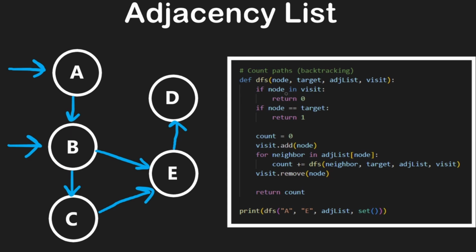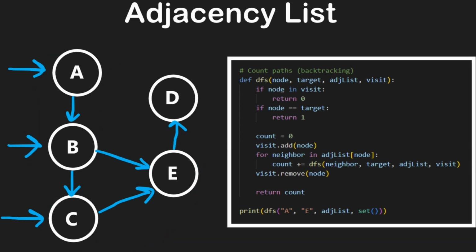So recursively, we're at B. Has this node already been visited? Nope. Is this node the target? Nope. So now we're counting how many paths from B to E. So that will be 0 initially. We'll add B to the visit hash set and go through the neighbors of B. It actually has 2 neighbors, C and E. Let's say we call DFS on C first. Notice how it's DFS, not BFS. That means we're going as deep as we can in one direction.